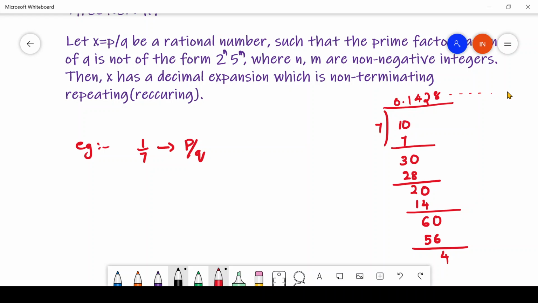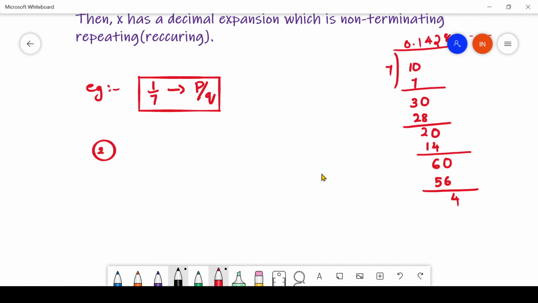So what we can understand is, if p by q is a rational number such that the prime factor of the denominator, that is q, is not of the form 2 raised to n, 5 raised to m, then we can say that it is non-terminating repeating. I will give another example to show this. This is p by q which is not terminating, right? So let me show you an example for non-terminating repeating.